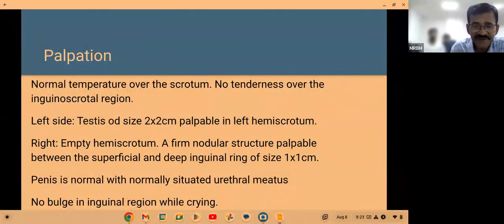And third, it can be ectopic testis. How do you differentiate these situations? Why not say retractile testis? What will you find, sir, in a retractile testis?